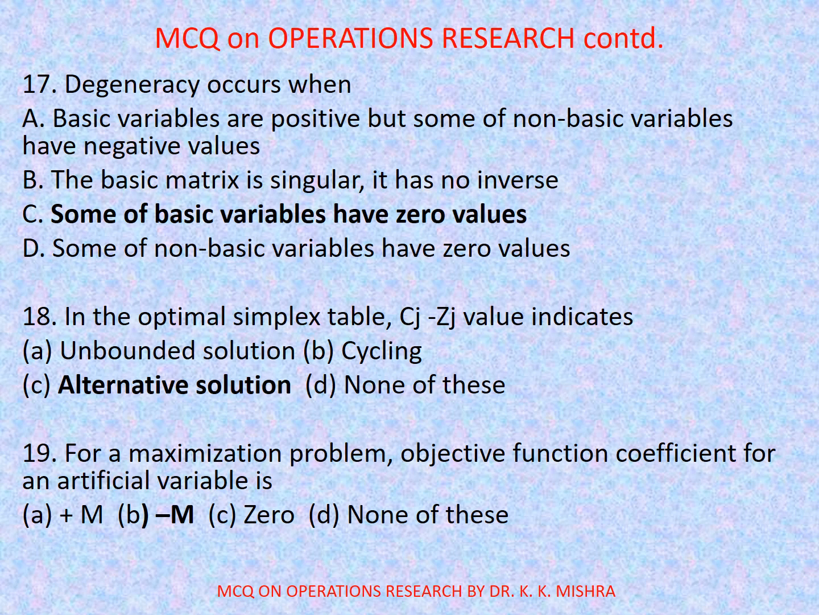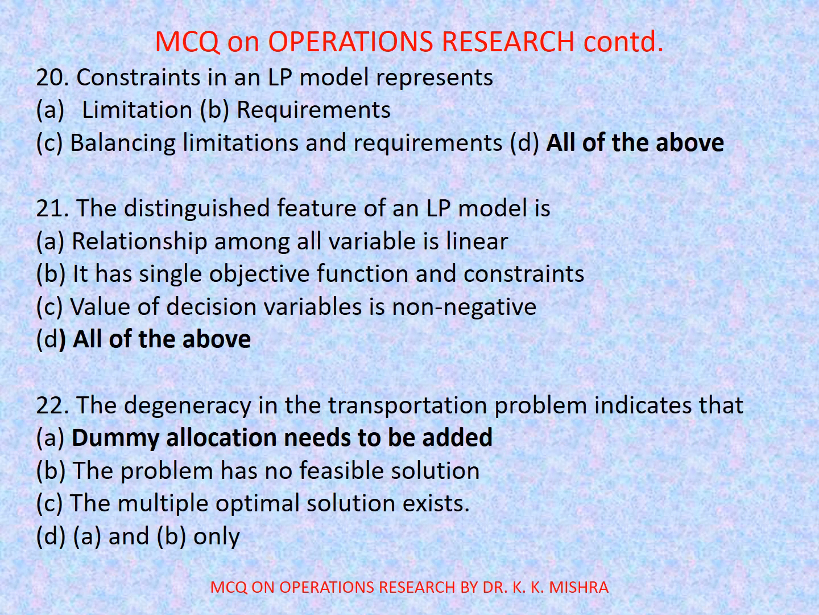Question number 19. For a maximization problem, objective function coefficient for an artificial variable is options are A, plus m, B, minus m, C, 0, D, none of these. Correct option is B, minus m.